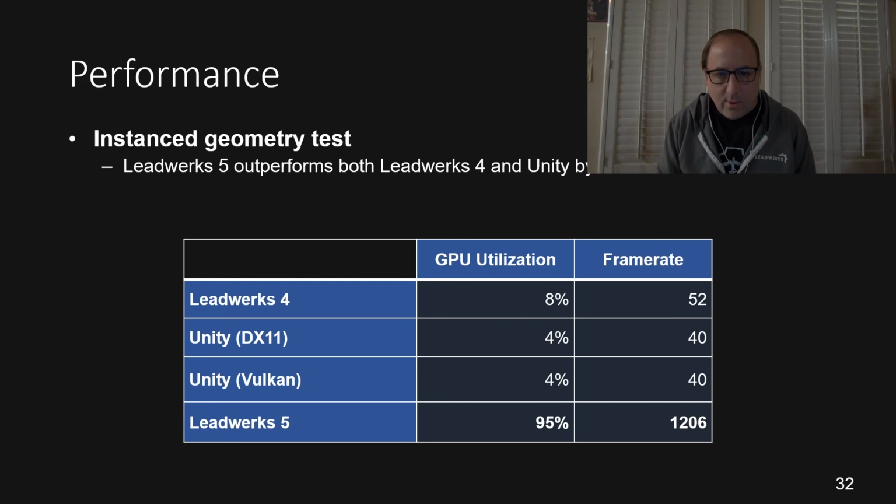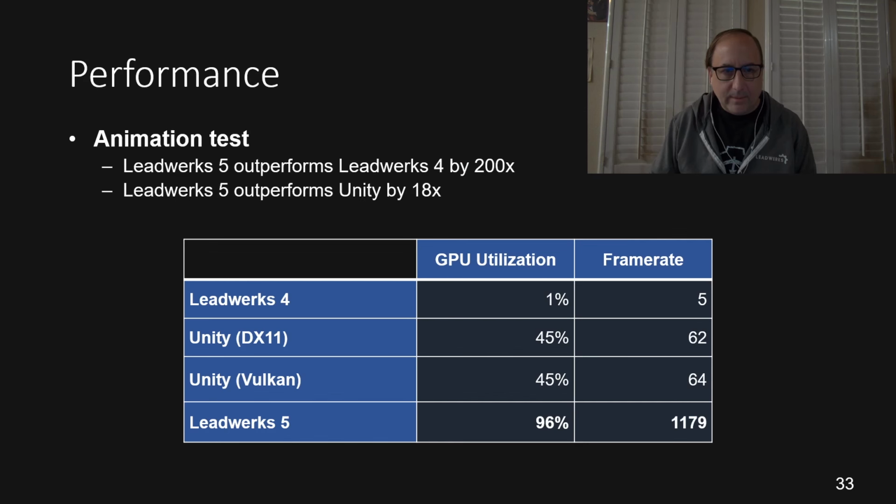And with Leadwerks 4, the GPU utilization was 8%, frame rate was 52, not very good. So that's GPU starvation. With Unity, both in DX11 and Vulkan, it makes no difference. GPU utilization is 4%, frame rate is 40 frames per second. Again, GPU starvation. With Leadwerks 5, the GPU utilization is 95%, and the frame rate is 1200.